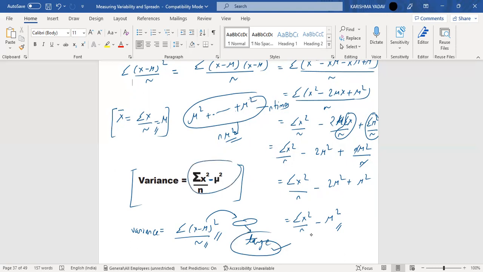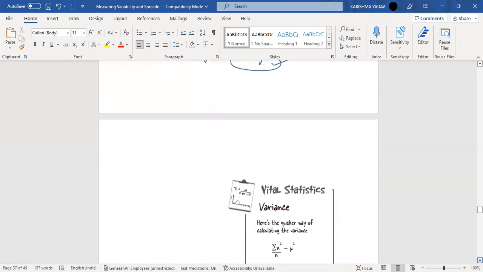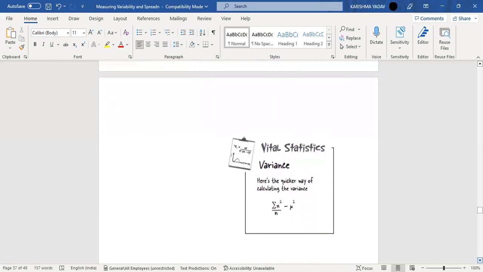Okay, but here we just have to add the values, take the squares of the values, add these values, and divide by n, minus, we only have to take the square of the mean. Okay, we don't have to subtract the mean from every value in this calculation. So this is a quicker calculation for variance. This is the formula for the quicker way, and the formula for the previous way is this one. Okay, we have discussed this.